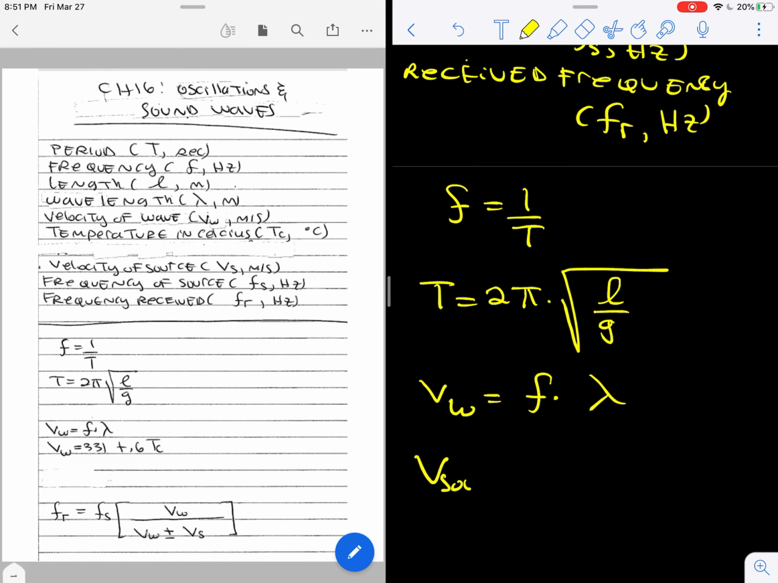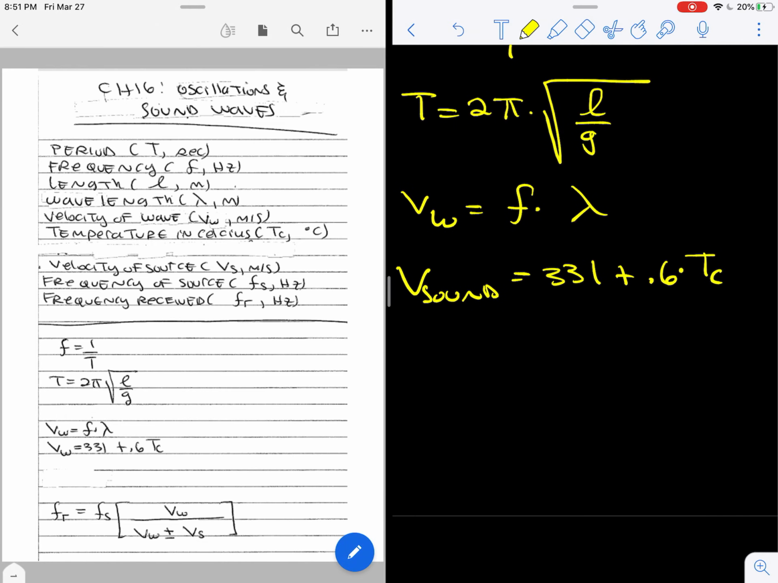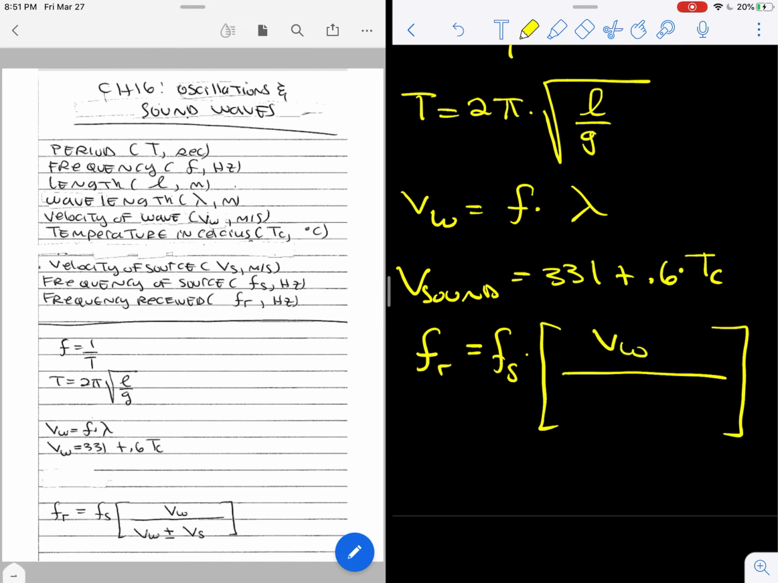Velocity of sound, or the sound wave, is 331 plus 0.6 times the temperature in Celsius. And frequency received equals frequency source multiplied by this whole thing, which is velocity of the wave divided by velocity of the wave plus or minus velocity of the source. So these are the terms and equations that we're going to look at for chapter 16.